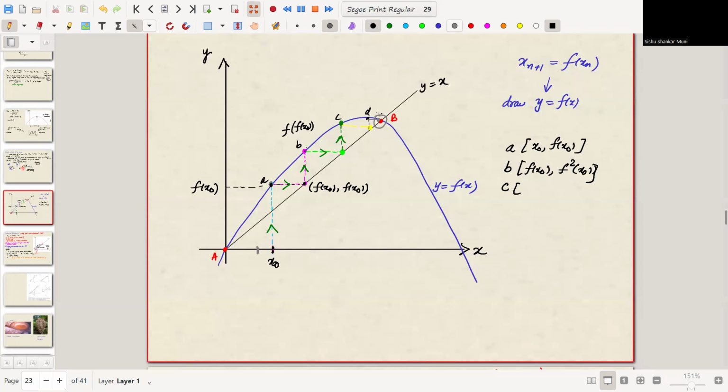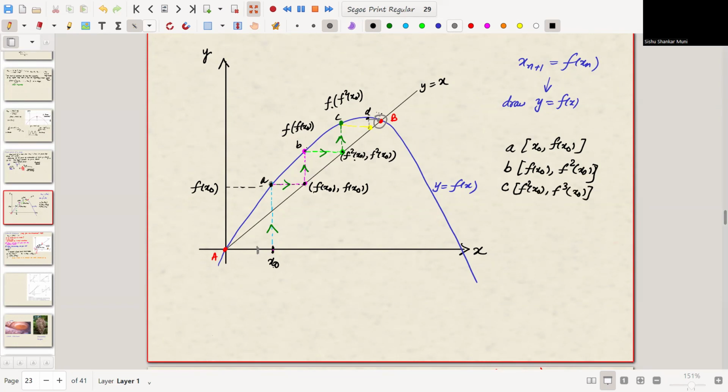What is point C? B is f2 of x naught, right? You went here, so this is f2 of x naught, comma f2 of x naught. Now, if you go up, what could this be? f of f2 of x naught. So whatever f is, you just apply another f. X naught, apply f, f of x naught. Apply f, f2 of x naught. Apply f again, f3 of x naught. Got the pattern? So C is f2 of x naught, comma f3 of x naught.